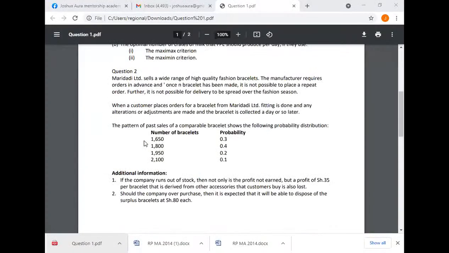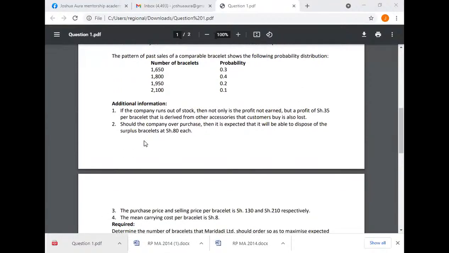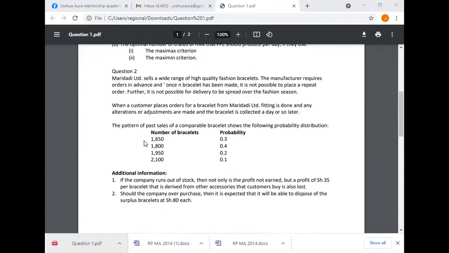So there's a question that they brought to us some time back, and I can assure you, if there are any students who got this right in Kenya, they could not have been more than 10 in the entire country. Many students were not able to come up with a payoff table. You must have seen this kind of a question in your past paper.